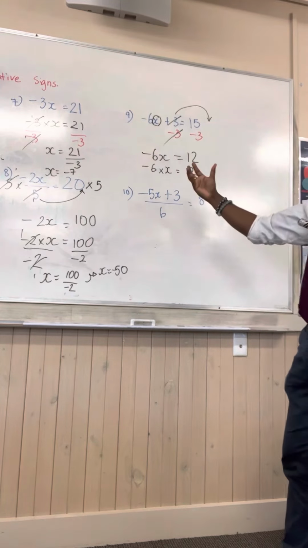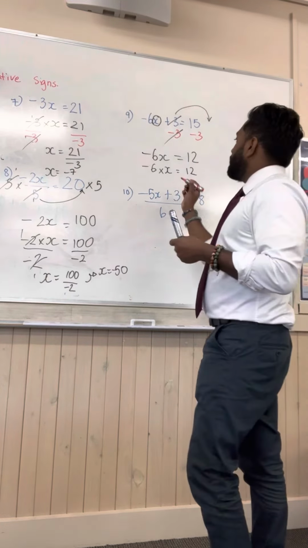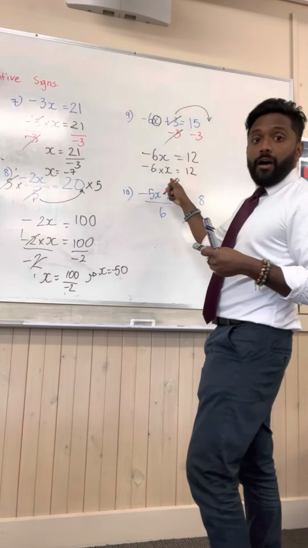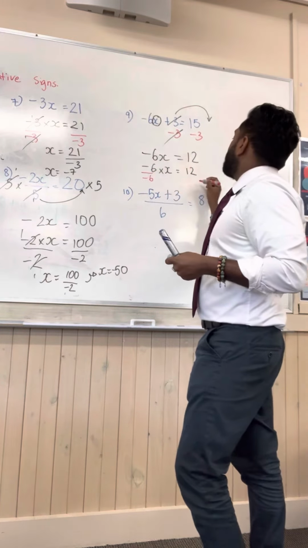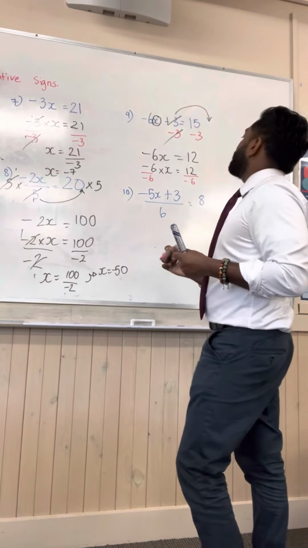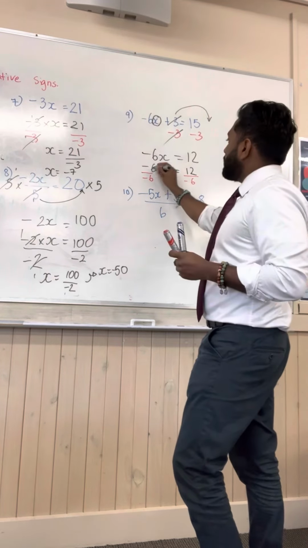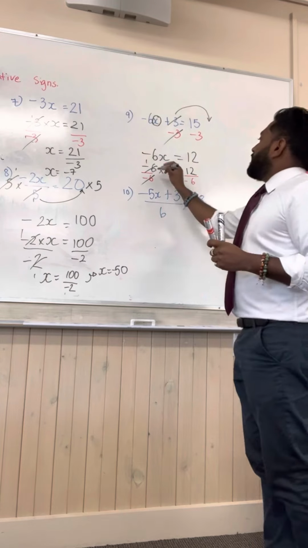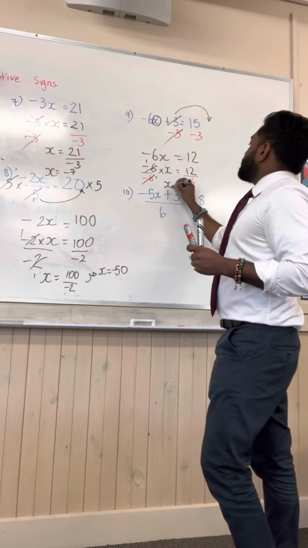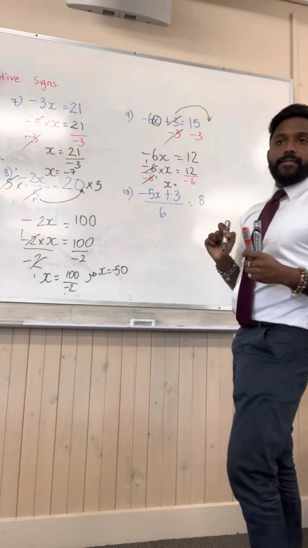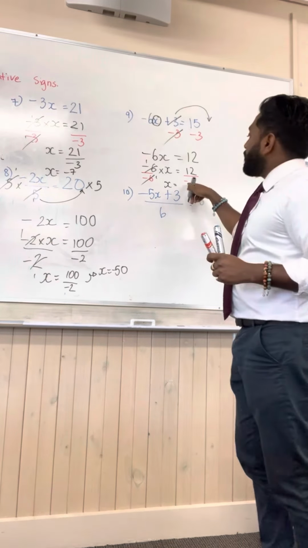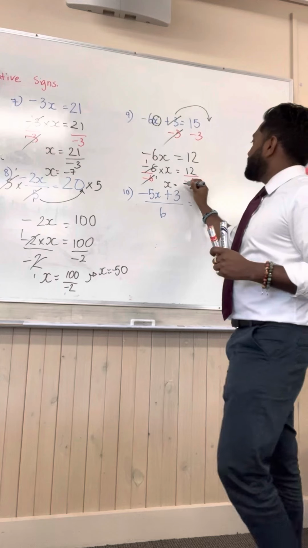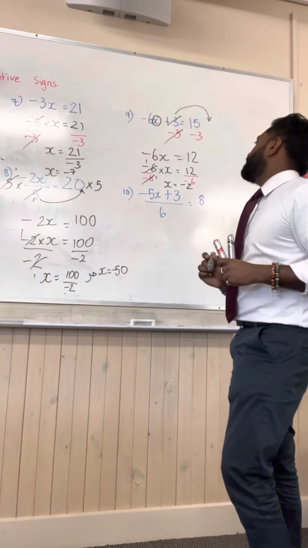How do you get rid of it? You've got to do the opposite. So what's the opposite of negative 6 times? It's going to be divide. So divide this side by negative 6, divide this side by negative 6. Then you're going to cancel these out, and you're left with x is equal to, what's 12 divided by 6? Yeah, 12 divided by 6 is 2. But you've got to remember there's a negative sign, so it's going to be negative 2.